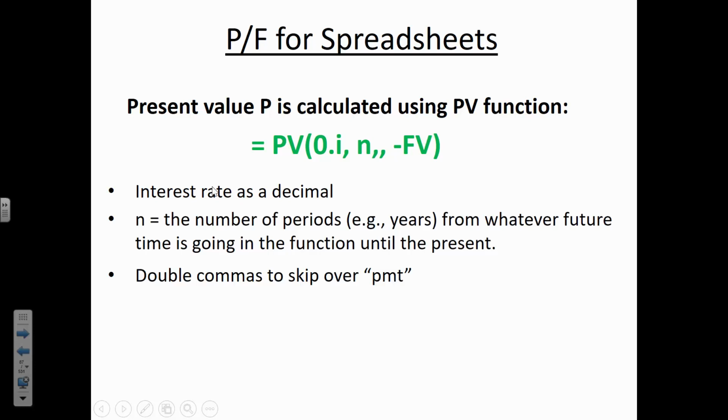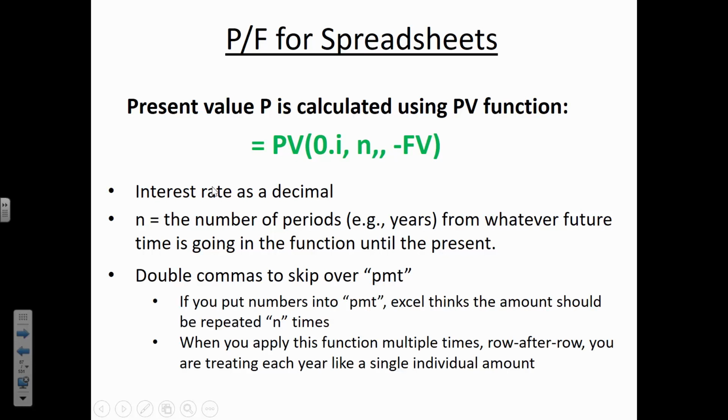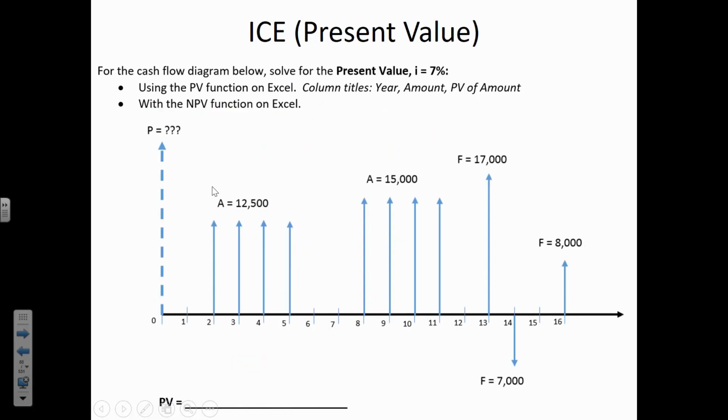And then the number of periods. Use the double comma to skip over the payment field. And I'll give you a demo sometime of what happens if you don't skip over it. Your numbers really go out of whack. And the minus sign to override Excel's assumptions.